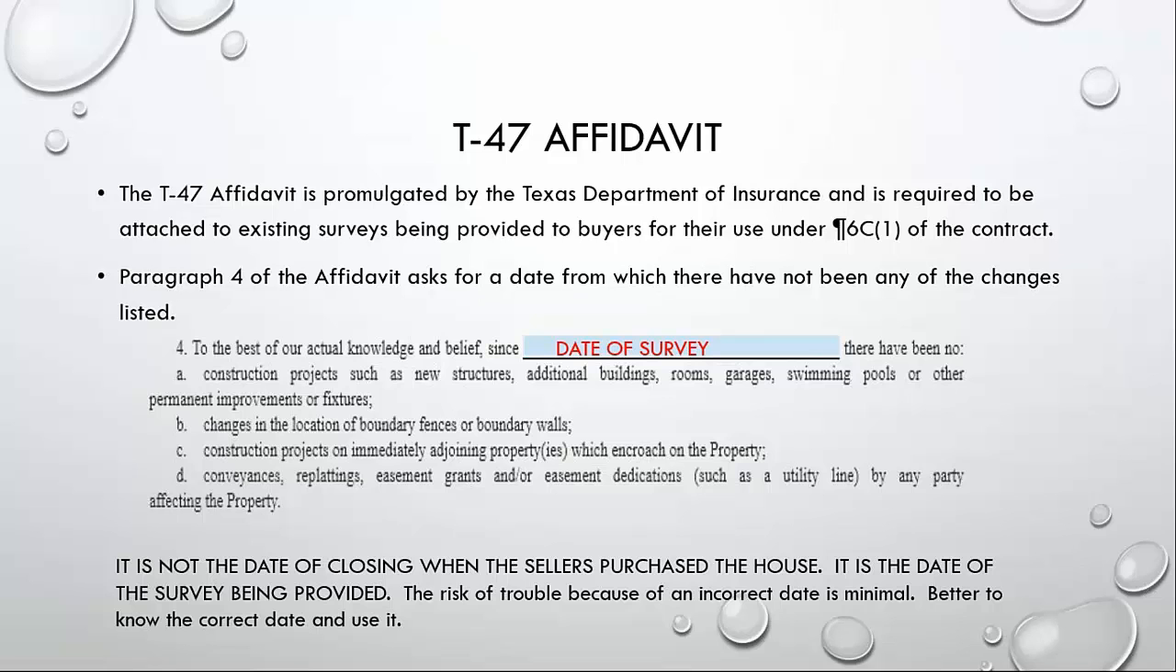The risk of trouble of an incorrect date here is minimal. I don't think anybody's going to go to T47 affidavit jail for putting the date of the closing in. But it's better that we all know the correct date and use it, just because we want to be as perfect as we can. And probably the closing date is perfect enough, but it's not perfect. So the date of the T47 affidavit is the date of the survey that is being conveyed, the existing survey, to the buyer.